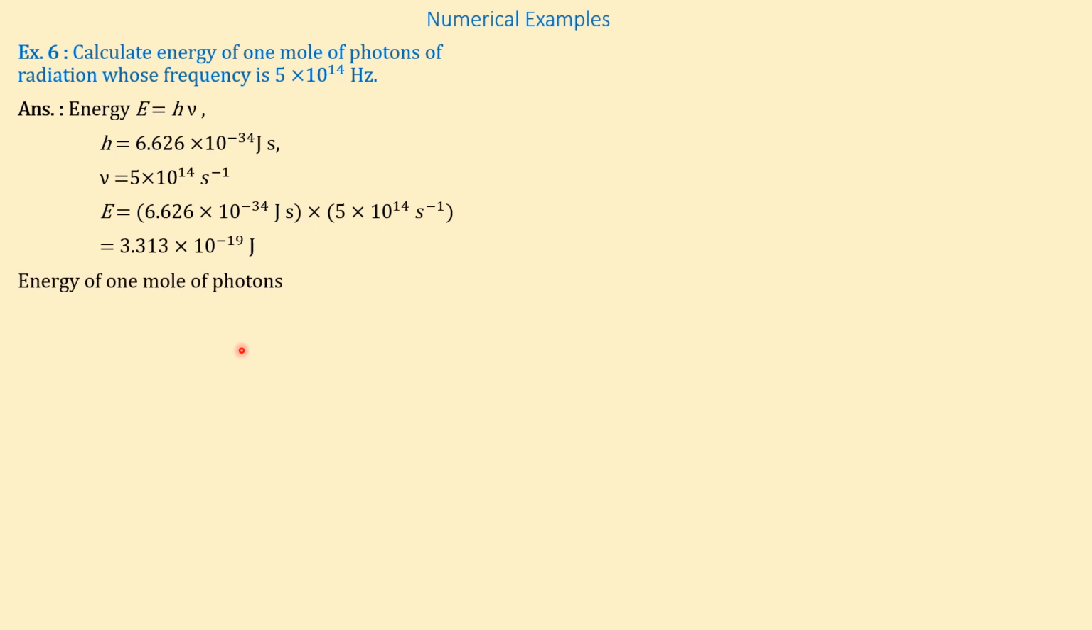So, the energy of 1 mole of photons is equal to 3.313 into 10 to the power of minus 19, that is the energy, into 6.022 into 10 to the power of 23 per mole. Therefore, the answer is 199.51 kilojoules per mole.